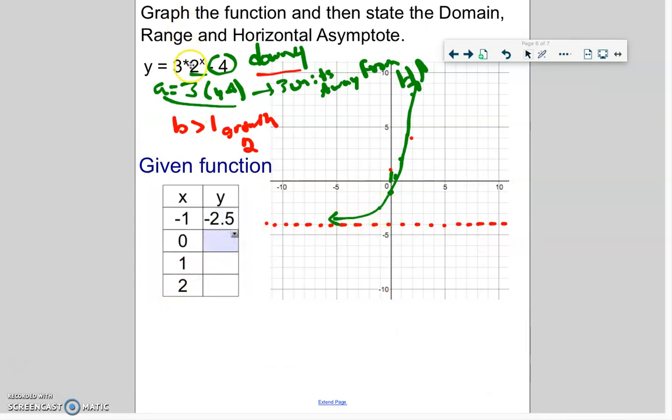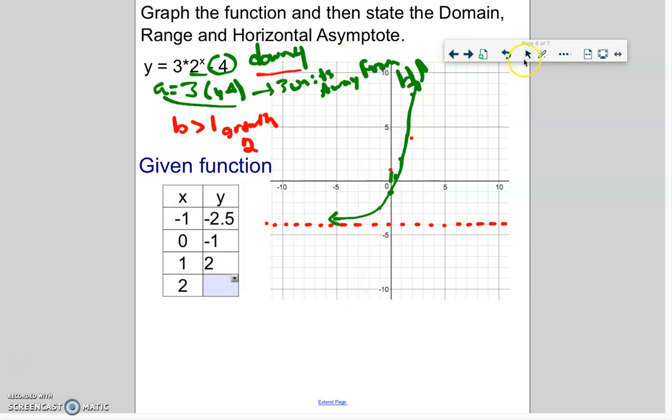When we plug 0 in, 2 to the 0 is 1. Times 3 is 3. 3 minus 4 is -1. And notice where our dot is, 0, -1. When you plug 1 in, 2 to the first is 2. 2 times 3 is 6. 6 minus 4 is 2. And notice where our dot is again. And last one, 2 squared is 4. 4 times 3 is 12. 12 minus 4 is 8. Again, notice where our dot is.